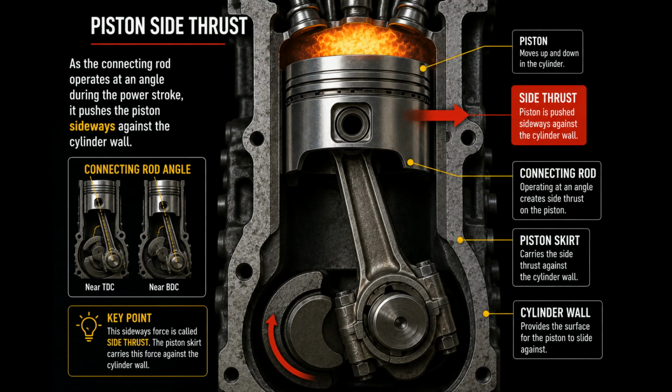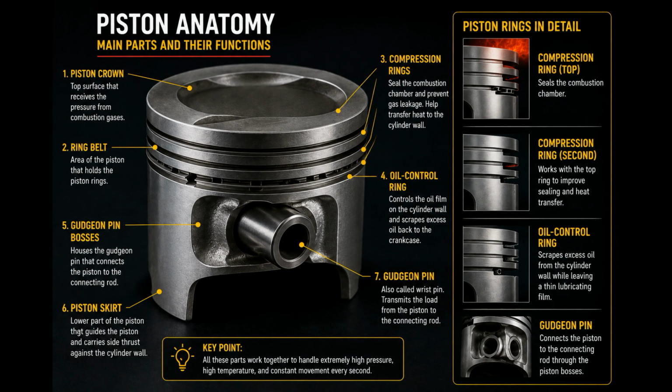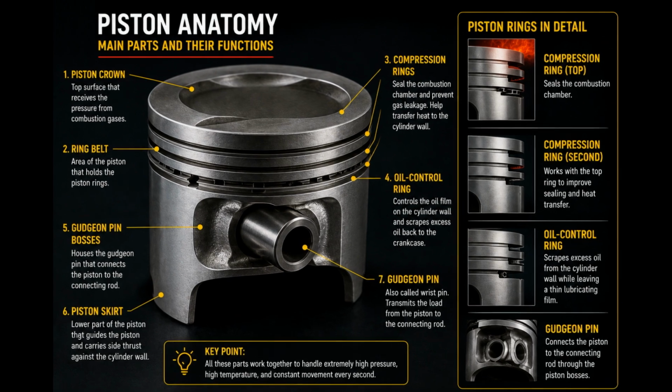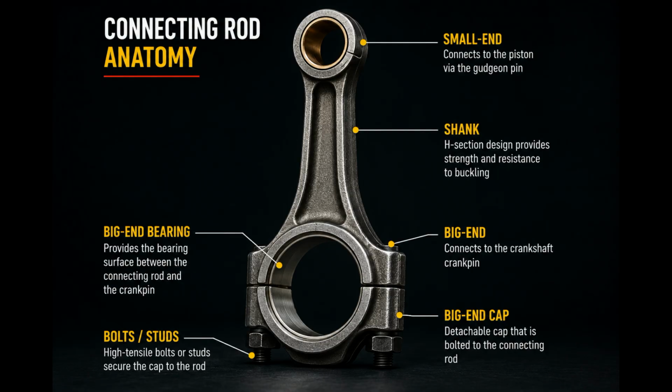Now look at the connecting rod. The connecting rod, or what we call the con rod, is the link between the piston and the crankshaft. Its small end connects to the piston through the gudgeon pin. Its big end connects to the crankshaft's crankpin. The shank of the connecting rod must withstand both compressive and tensile stress.